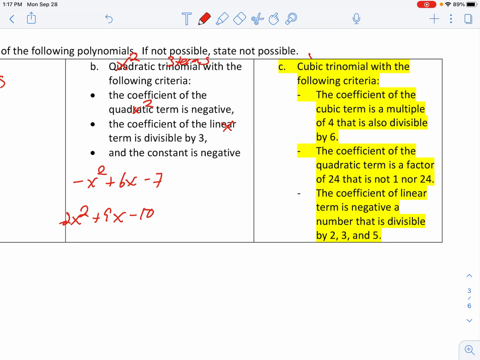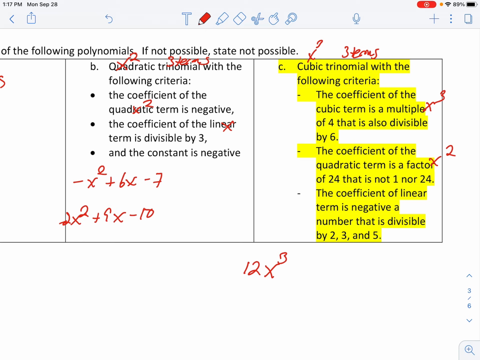Okay, cubic trinomial, x to the third with 3 terms, all right. The coefficient of the cubic term is a multiple of 4, so 4, 8, 12, 16, and so on, that is also divisible by 6. So of those multiples, that's also divisible by 6. Let's take the 12. The coefficient of the quadratic term is a factor of 24.